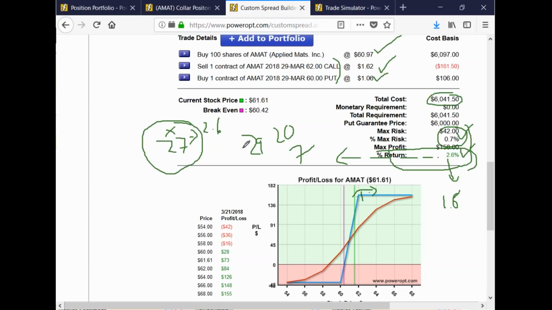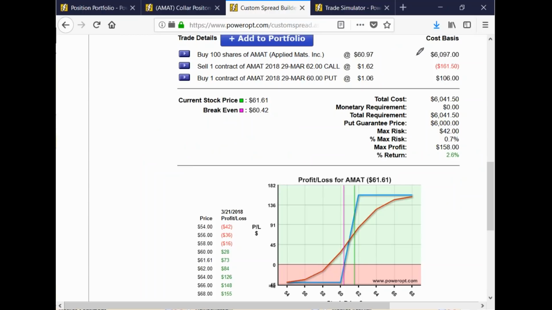Okay. Now, what about the structure? Very quickly, we'll just review the other two real quick. What about the structure?